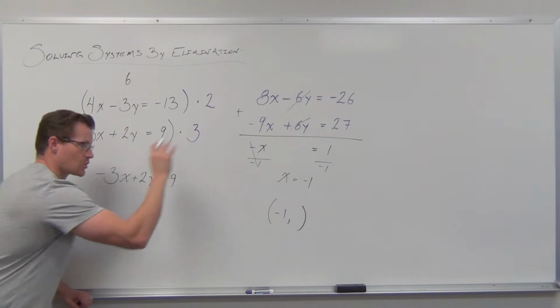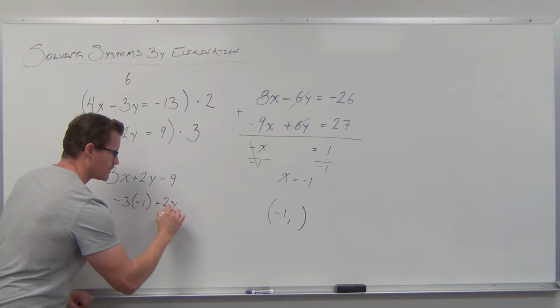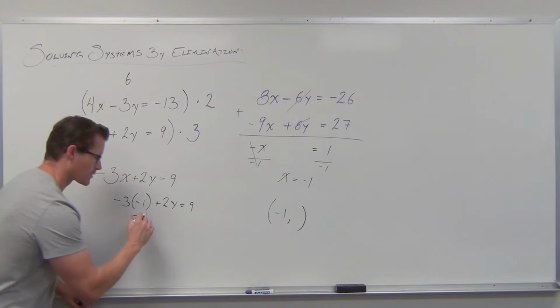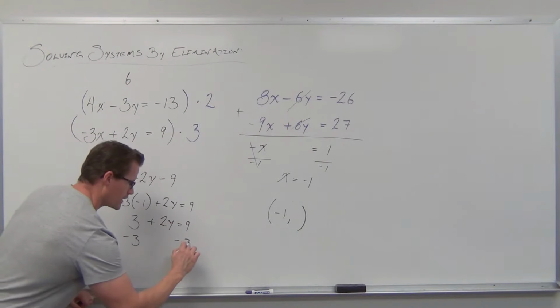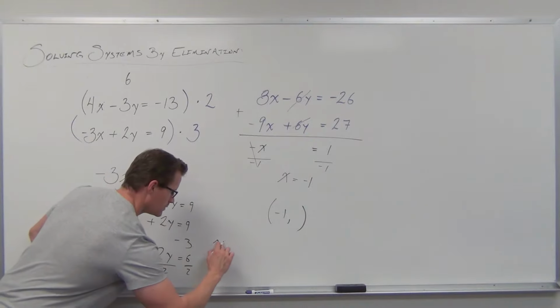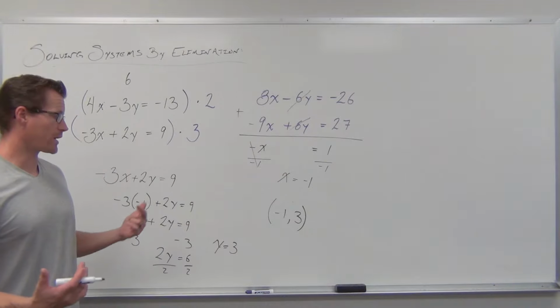So we plug in our x coordinate in this case. Be careful on our signs. 3 times negative 1 is negative 3. If we subtract 3 and divide by 2, we complete our point of intersection. We get a y-coordinate of 3.